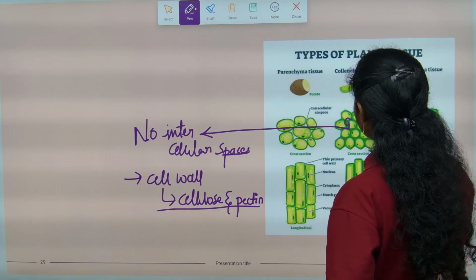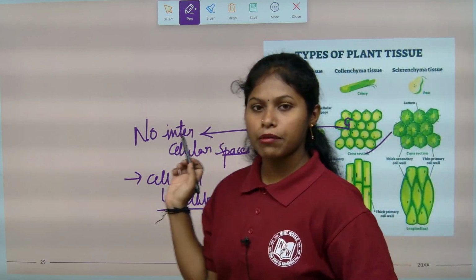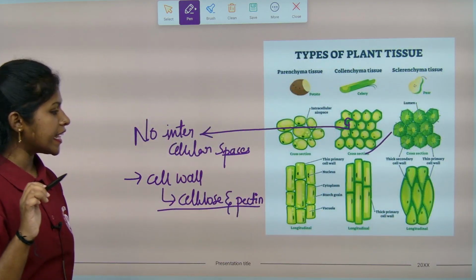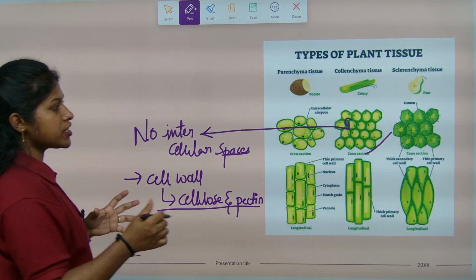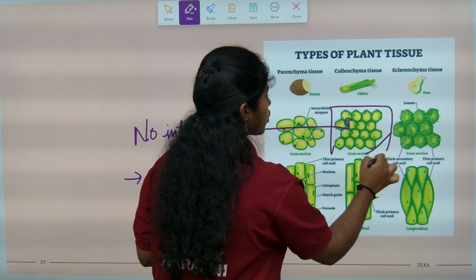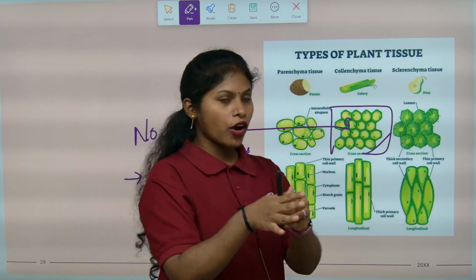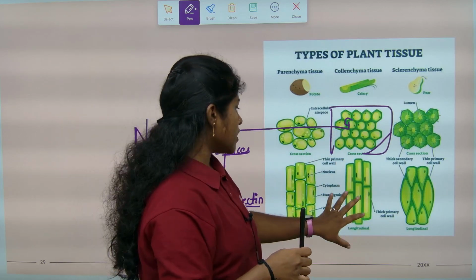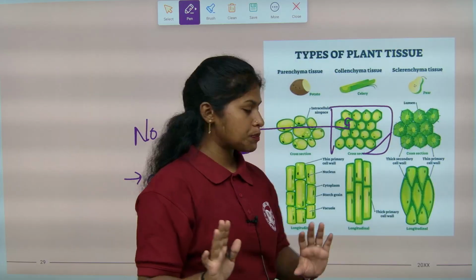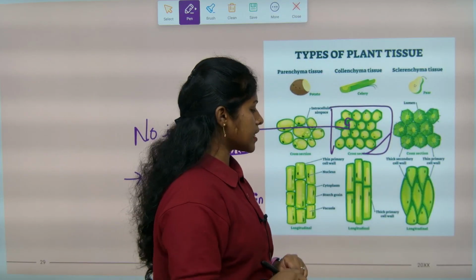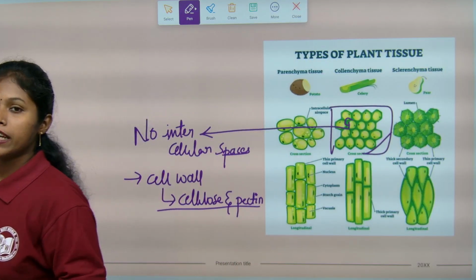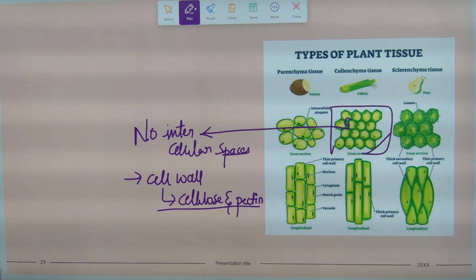So this is how the arrangement of the Collenchyma cells will be seen. In cross section, children, it appears like this. Cross section means if I section like this, it appears like this. In the longitudinal section, it appears like this. There are no intercellular spaces in the Collenchyma cells, right? Here they have cellulose and pectin.